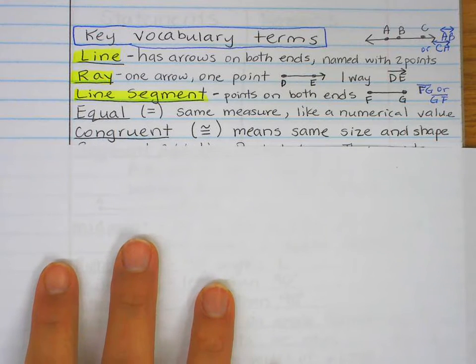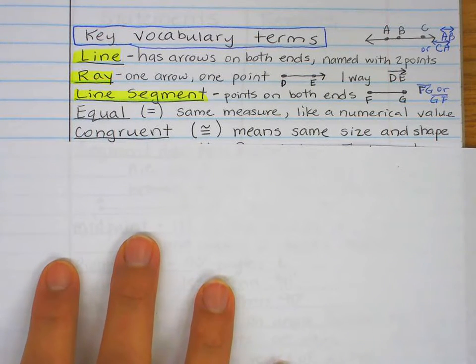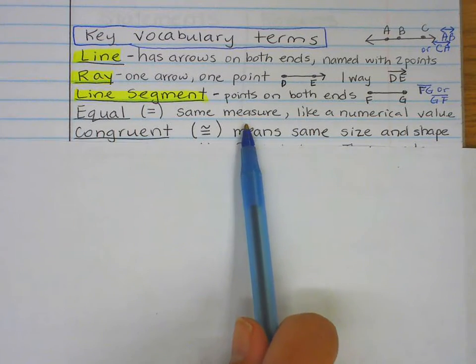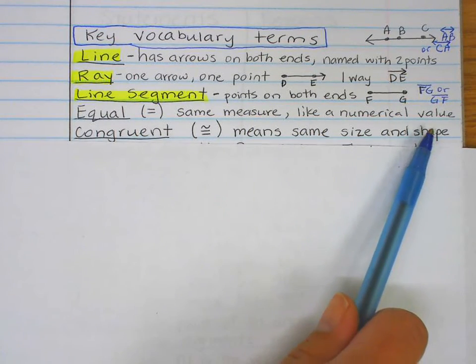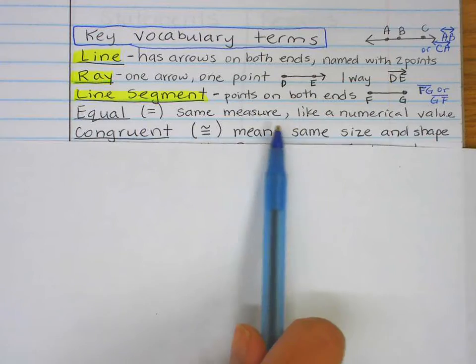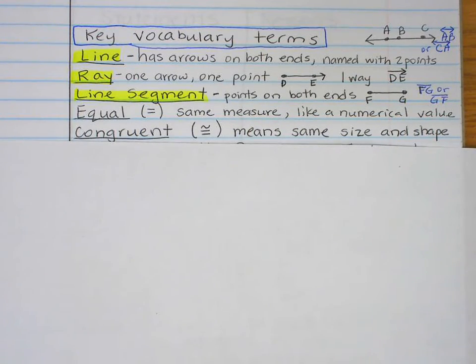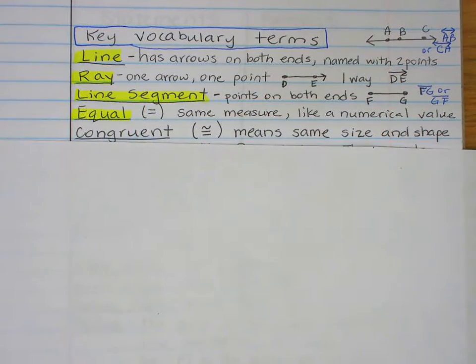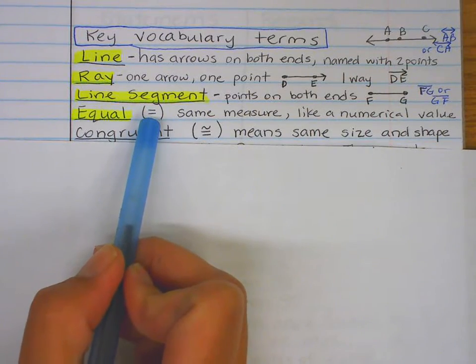All right, here's 2 things that kind of go together. So I'm going to just show these, pause and copy as needed. We have equal. I know you guys know what equal means, but in geometry, we have to be pretty specific. Equal means the same measure, like a numerical value, like how 6 equals 6. So the reason that we emphasize that is because congruent or congruence is a similar idea, but it's a little bit different. So equal signs, of course, look like that.